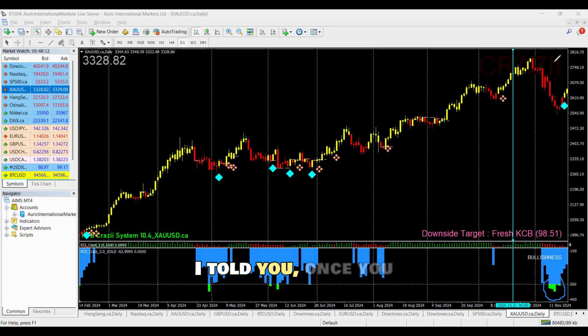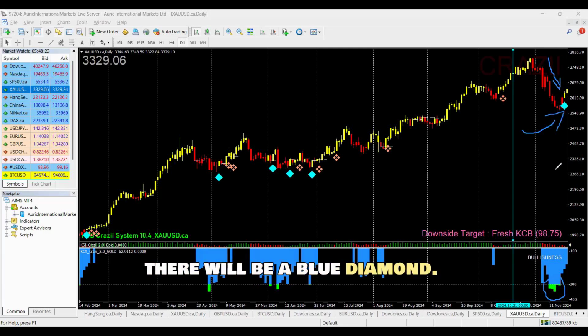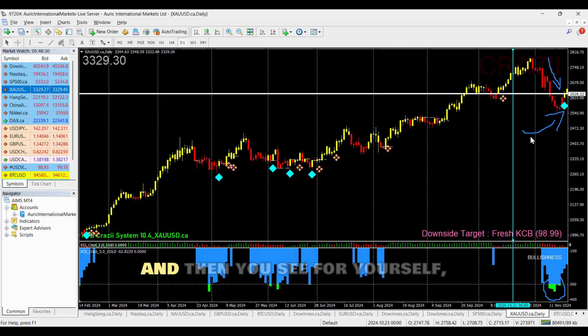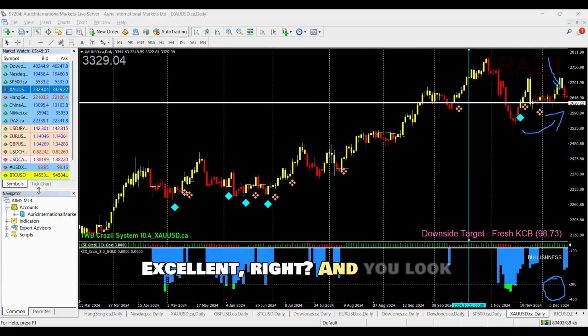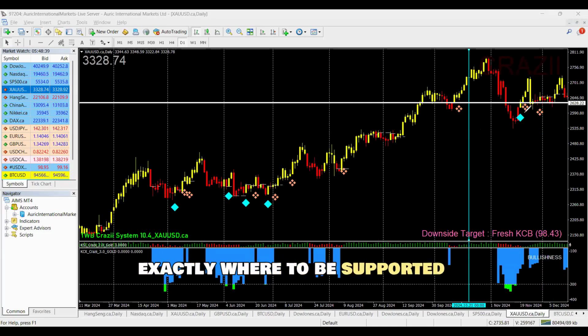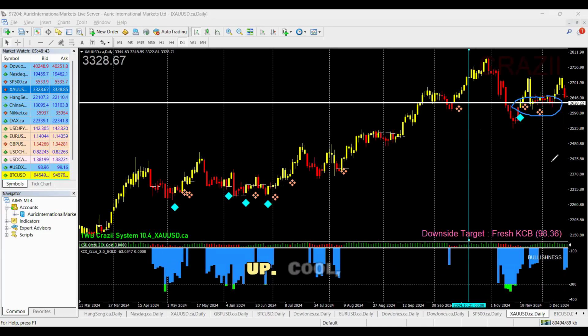And then after that, I told you, once you see the market turn from red to yellow, it will be a strong buy. And of course by the time that happens, for sure there will be a blue diamond. So when you see a blue diamond, what you do is just put a line at the closing price with the blue diamond, and then you see for yourself. Look at the gold price itself. Beautiful, excellent, right? It's so beautiful, as if the market knows exactly where to be supported, and then the market goes up.